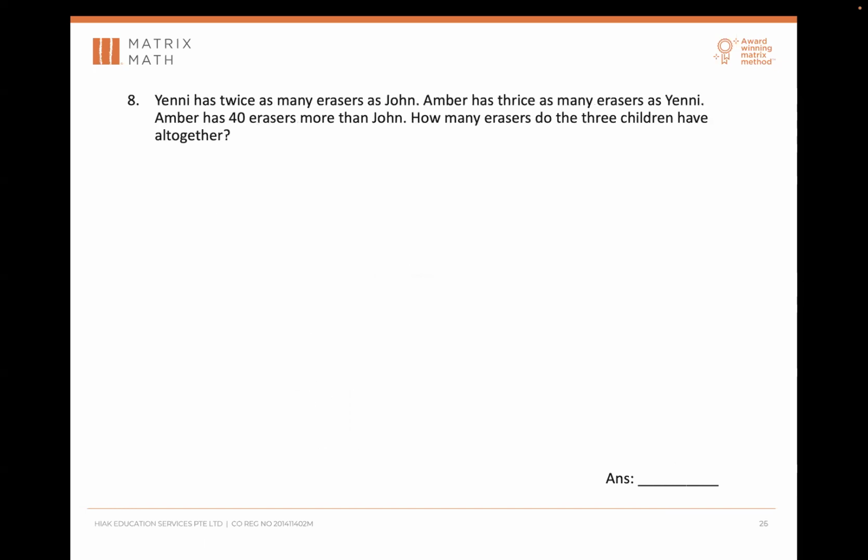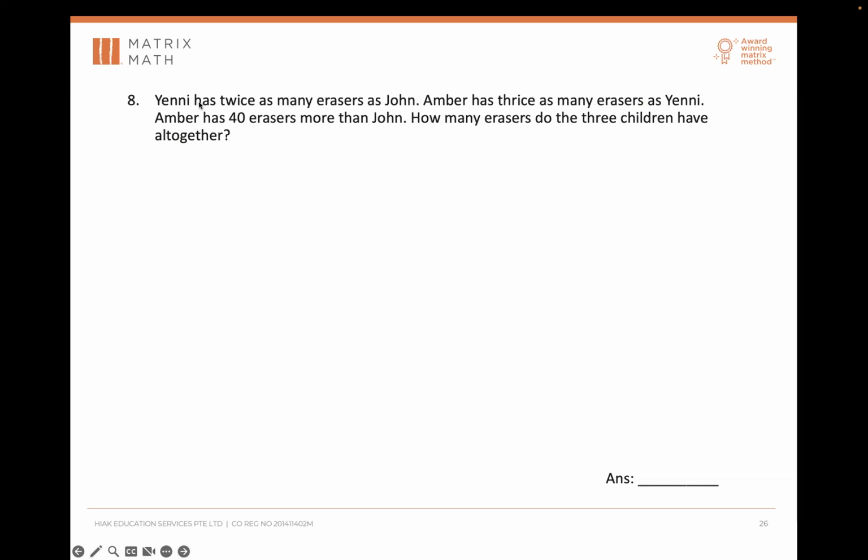Yenny has twice as many erasers as John. So I'm going to record this as a ratio later. Amber has twice as many erasers as Yenny. I know some of you are going to do a model, but now that you already learned ratios, you can totally avoid recording this as a model. You can record this as a ratio. Amber has 40 erasers more than John. How many erasers do the 3 children have all together?